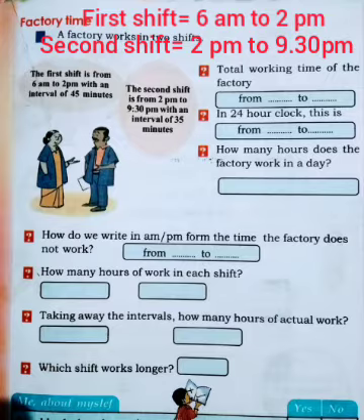First shift 6 a.m. to 2 p.m. The second shift is started from that 2 p.m. to 9:30 p.m. There is no gap. So, the working time is 6 a.m. to 9:30 p.m. Okay, the second question is in 24-hour clock. We want to convert 6 a.m.